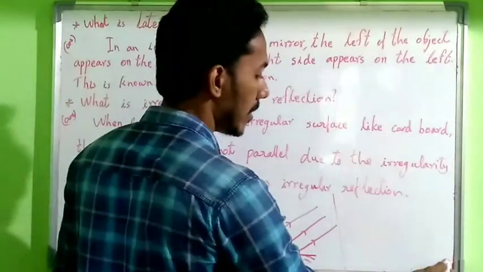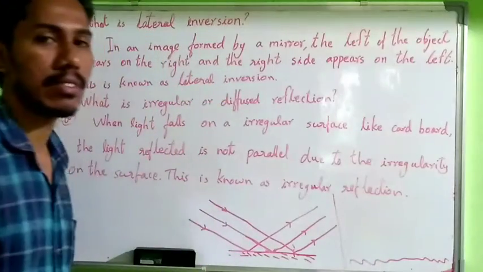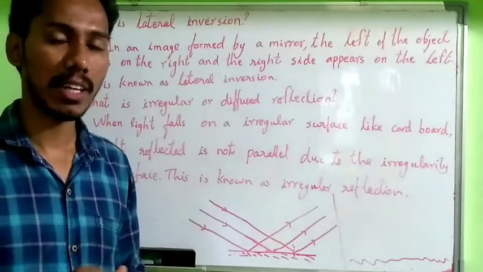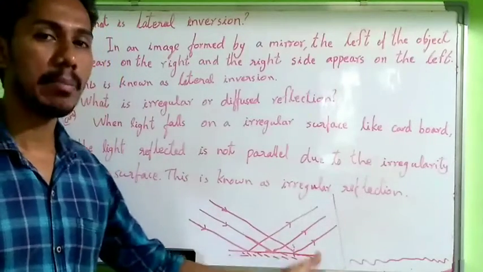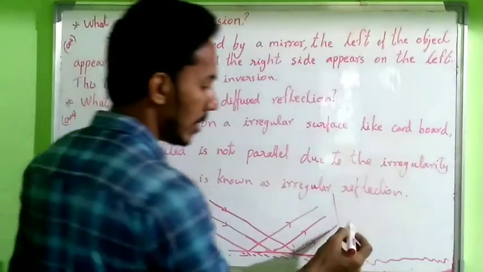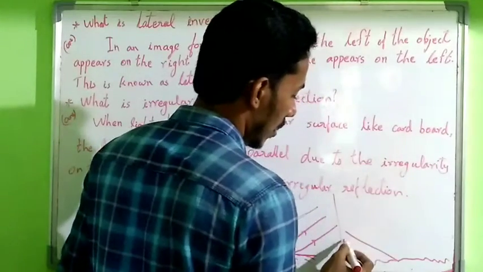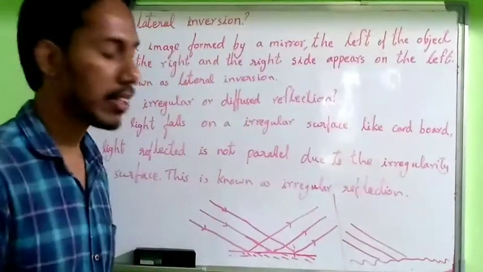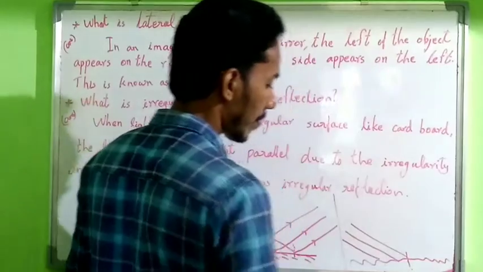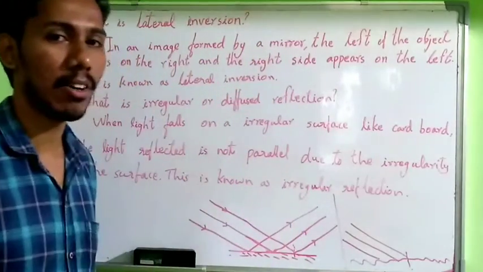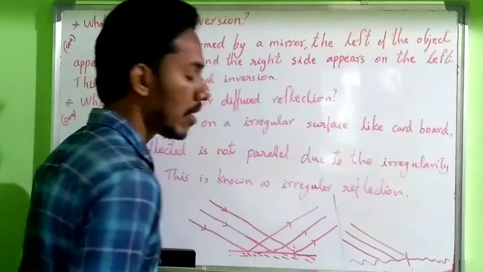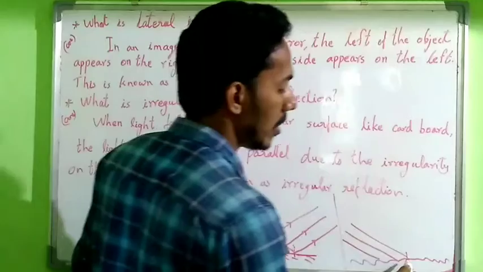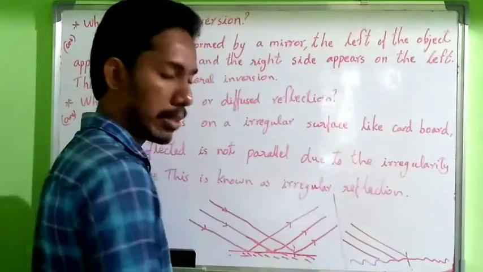But in the case of a rough surface, like a cardboard, what happens when a light ray hits the cardboard? It also reflects the light, but not in a parallel way. I draw the incident rays as parallel, but what happens to the reflected rays? It also obeys the law of reflection. Light obeys the law of reflection, but the surface is not smooth, so the normal is not always perpendicular.